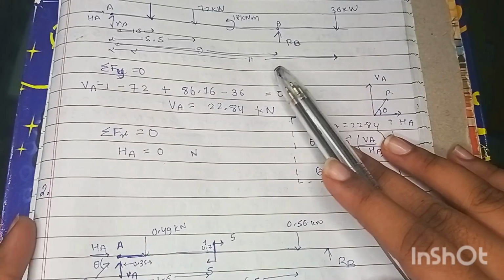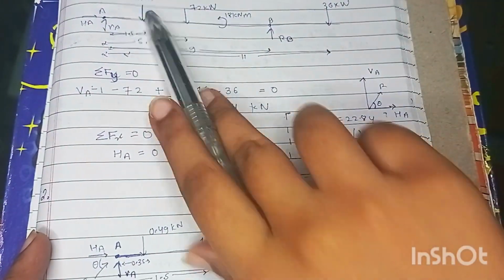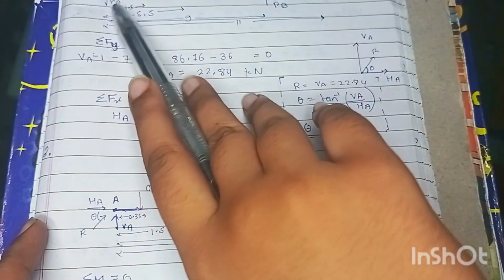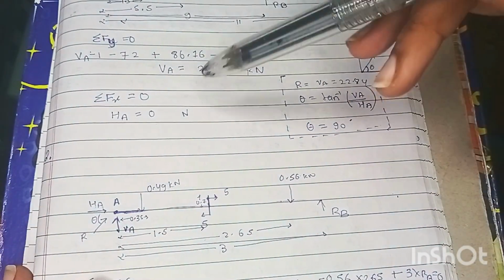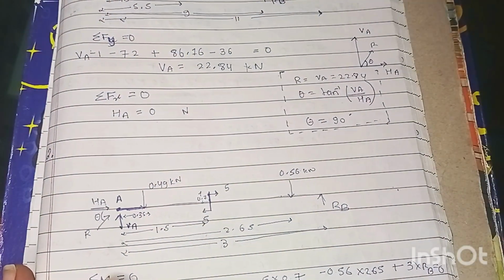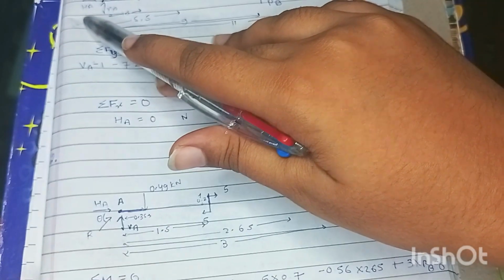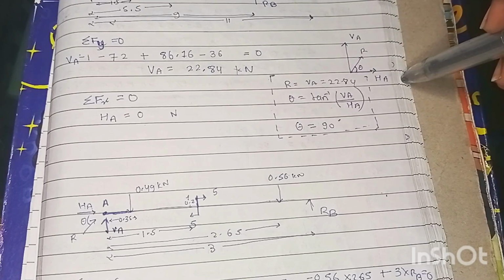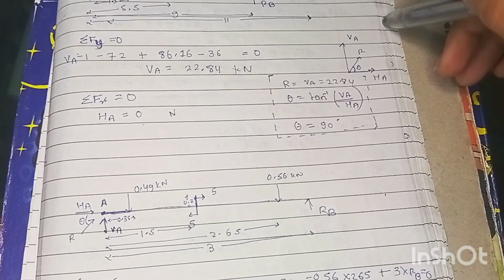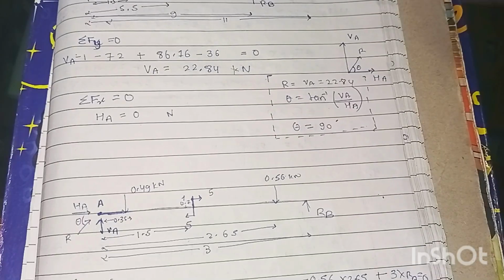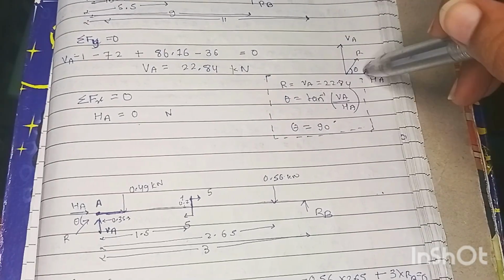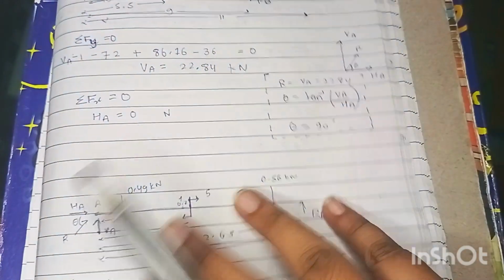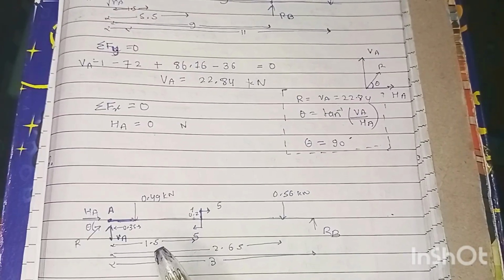Now apply summation of Fy, add all the forces, downward is negative and upward is positive, and you will get the value of VA. For the summation of Fx, there is only one force in the x direction, that is HA, so you will get HA equal to 0. If you have to find the resultant, draw a resultant vector over here, VA in the upward direction and HA on the right side. The resultant is in the first quadrant, and the angle between HA and R is theta, which you can find with tan inverse of VA by HA. So it is 90 degrees as HA is 0.